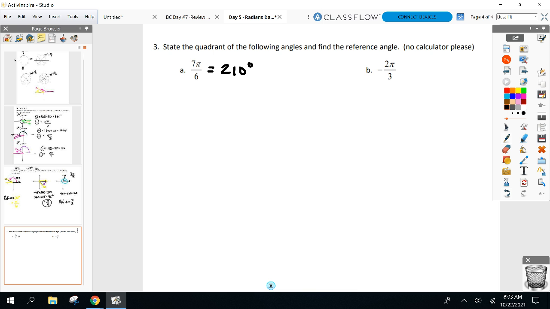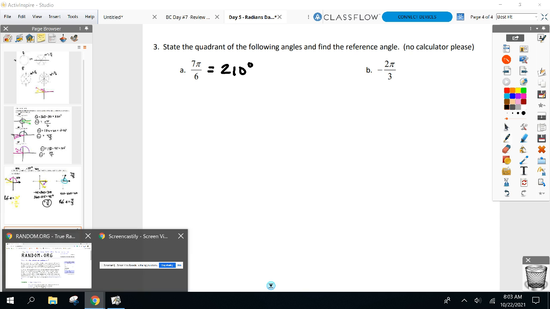Now look, am I going to be critical if you guys have to go to the formula sheet and convert it, multiply it by 180 over pi? No, I don't care. I just think this goes a little bit quicker, and I think a lot of you agree with that today. So 210, what quadrant am I in?